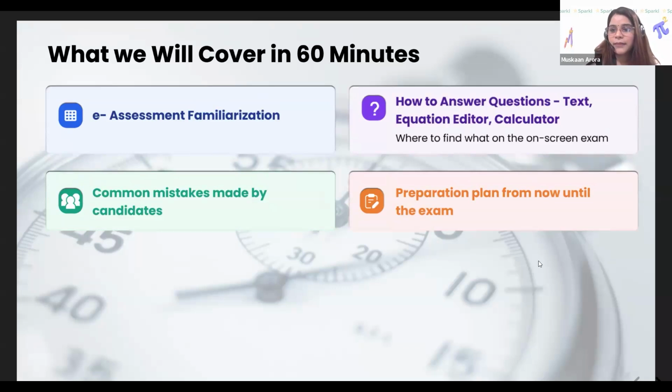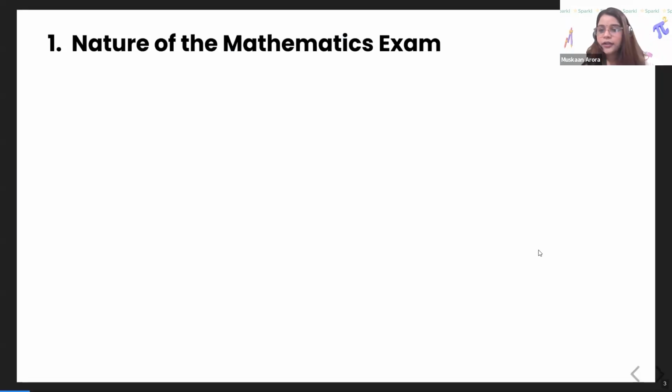All right. So, nature of the mathematics exam. Would anyone here care to explain the structure of the math e-assessment? What are its components? What all things are assessed in the exam? Anyone here? Okay. All right. No worries.